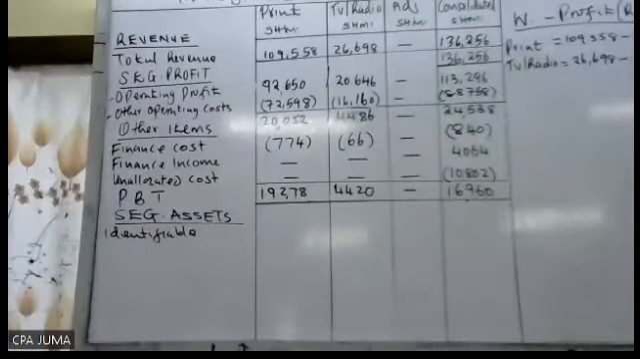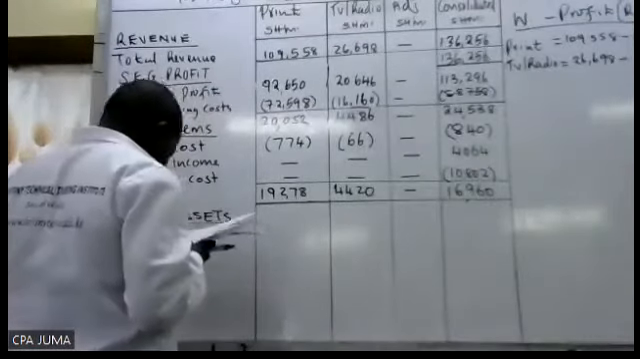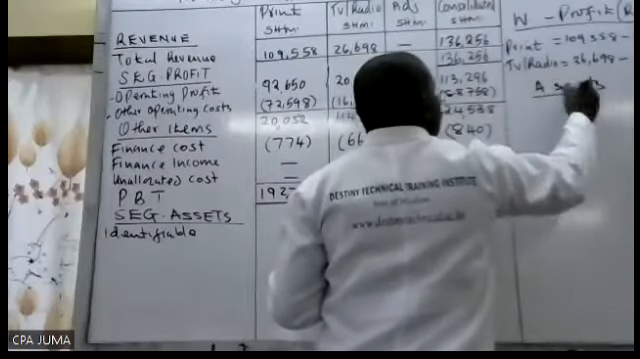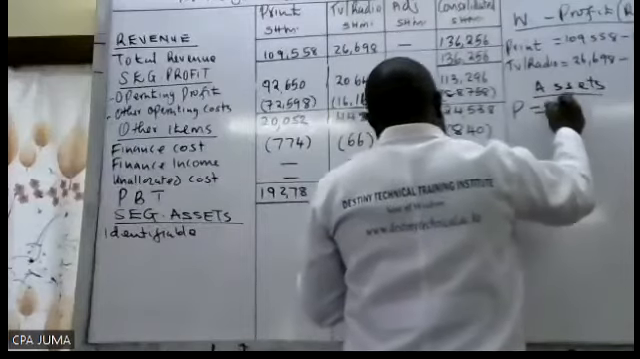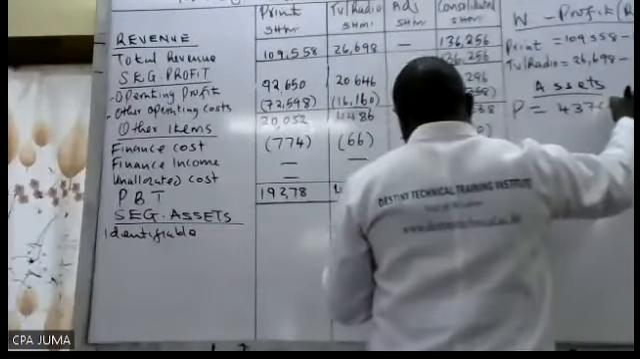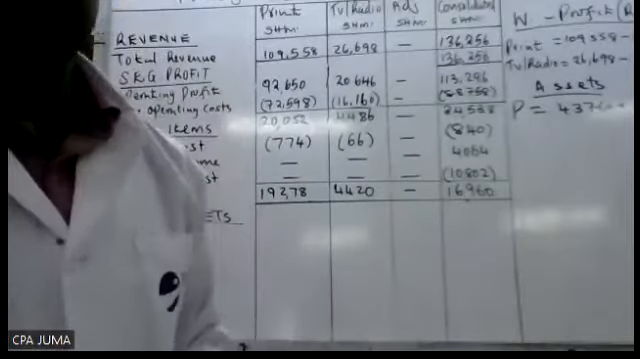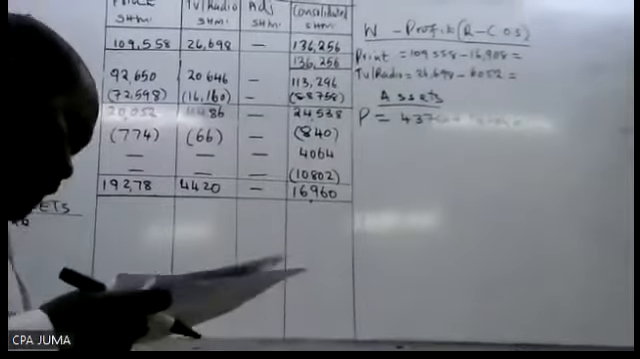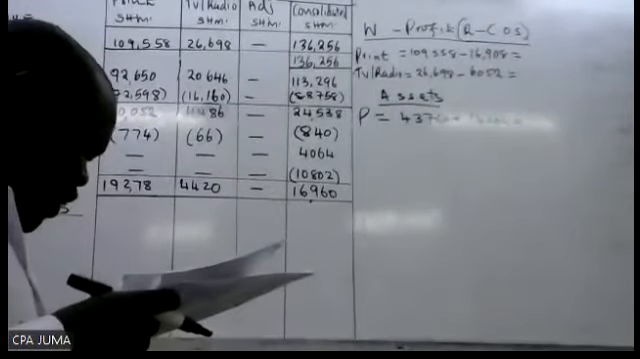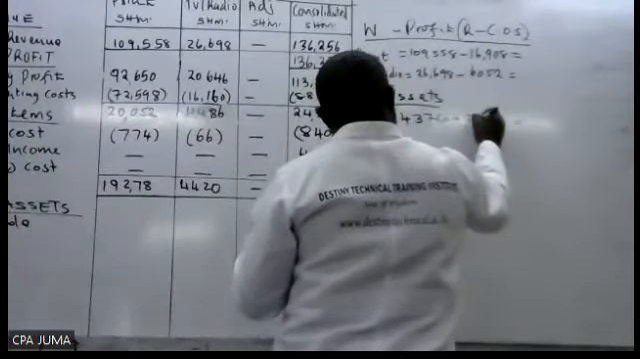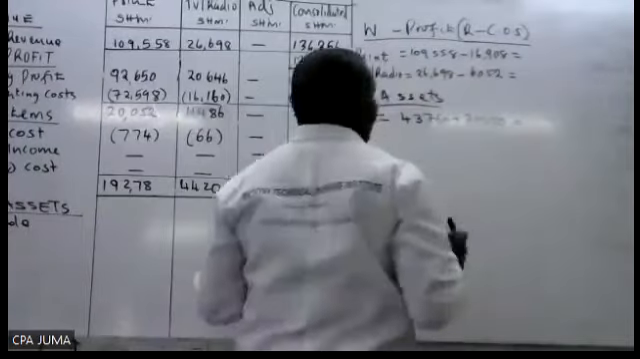Identifiable are which ones? And you have to combine them. So non-current plus current, debit for credit. So for assets, print is equal to 43,760 plus 14,004. I have combined them. Then that current for print is how much? For current it is 34,620. This one is okay. I add the two.